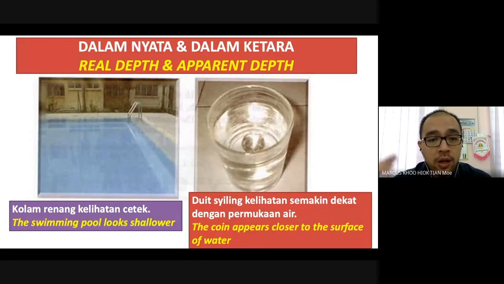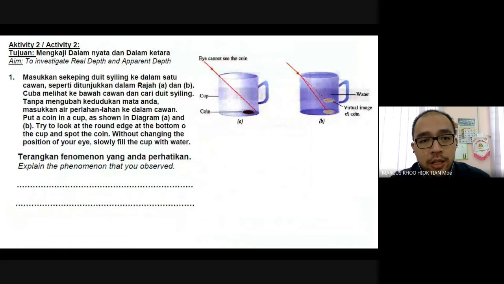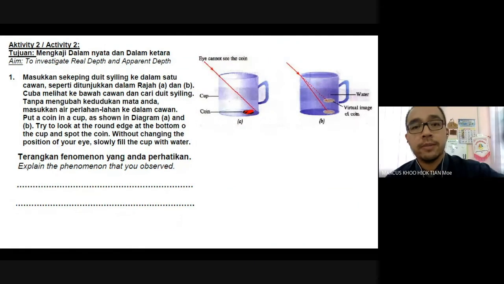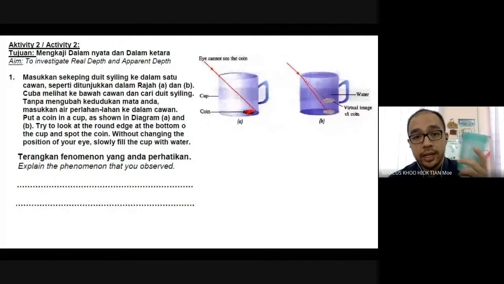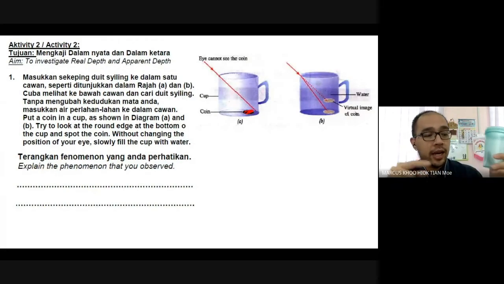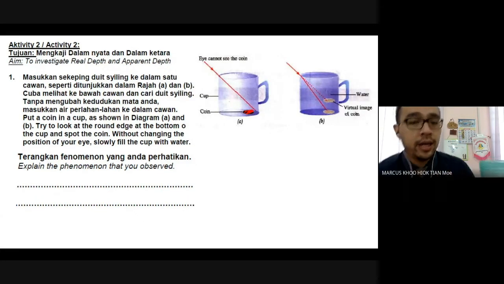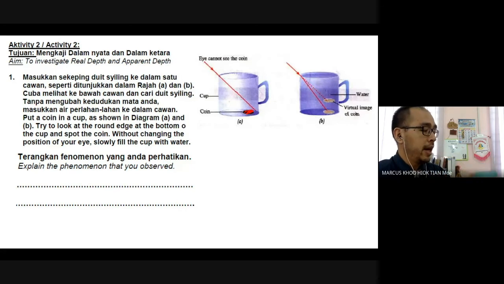Another one is that the coin appears closer to the surface of the water. Let's take a look at this. So let's say you put a coin over here in a cup, a cup that you cannot see through. So say, for example, this is the cup, and pretend that this cup is opaque. Then I put a coin inside, and then I angle my eye in such a way that I cannot see the coin. Like this, you can see the coin. But like this, at a certain angle, you can't see the coin anymore.